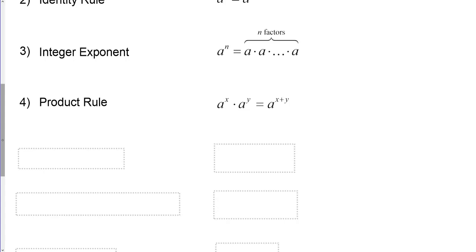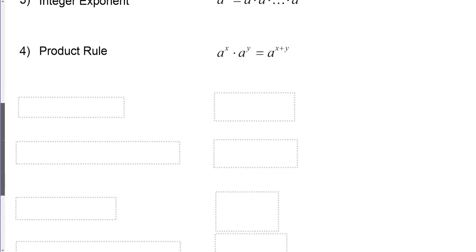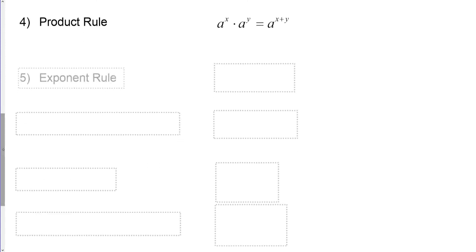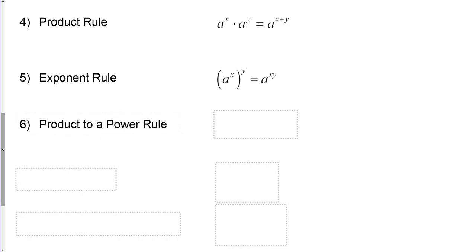So when you multiply exponential expressions, you end up adding their exponents. Then the exponent rule. If you have an exponential expression raised to a power, you multiply those exponents. You can simplify, but you have to multiply. The product to a power rule says that if you have a product of bases inside parentheses, which are raised to an exponent, then you raise each one of the bases inside the parentheses to that exponent.